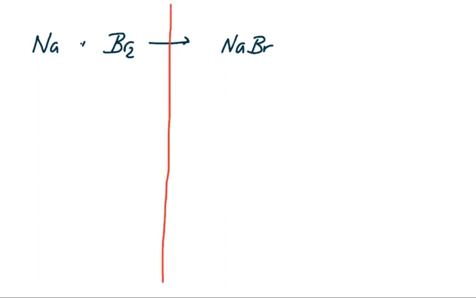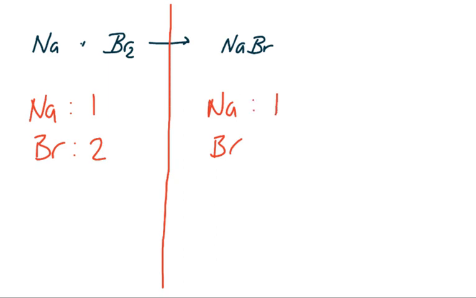So if we draw a line between our reactants and products, and then we list which elements we have present, and then we list how many we have. So we have 1 sodium and 2 bromine, 1 sodium and 1 bromine. Since the sodium is already good, let's start with the bromine. I have 2 on the reactant side, and I have 1 on the product side.